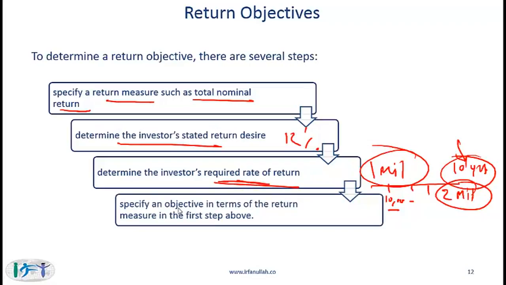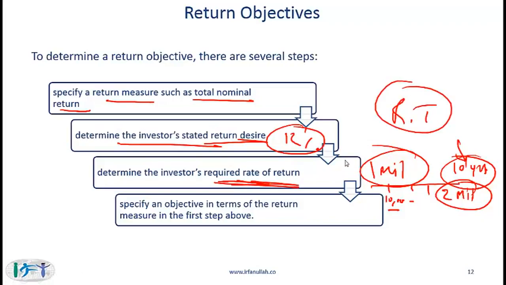So how do you come up with the rate of return that goes in the IPS? If you think about it, you need to consider what the investor wants. You need to consider what the required rate of return is and the investor's risk tolerance. You combine all these and come up with a reasonable number for the return objective. And obviously, when I say reasonable, what I'm saying is you must also consider the capital market conditions and the capital market expectations.